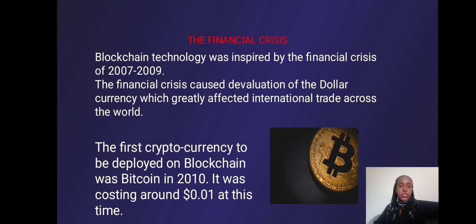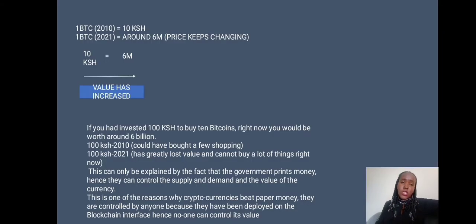Now, you see, blockchain technology was introduced right after the global financial crisis, that is in 2010. The first cryptocurrency to be deployed on blockchain was Bitcoin, that is in 2010. That is the Bitcoin logo there. One Bitcoin in 2010 was going for around 10 Kenyan shillings. One Bitcoin in 2021 is around 6 million, that is 11 years later.